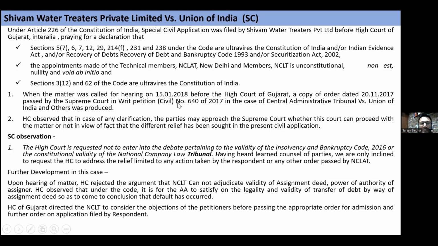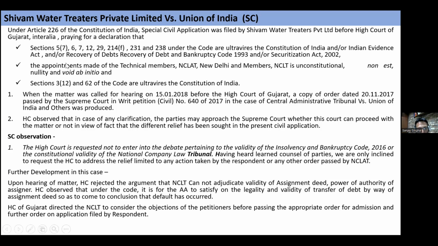So when the matter was called for hearing in the High Court of Gujarat, a copy of the order passed by the Supreme Court in the case of Central Administrative Tribunal versus Union of India and others was produced. The High Court basically made a mistake: it took up the matter and told the petitioner that the parties may approach the Supreme Court on whether this court can proceed with the matter or not. So different parts of the Act were challenged, and the High Court instructed the parties that they can go to the Supreme Court for a decision on whether the High Court can take a decision on these aspects.